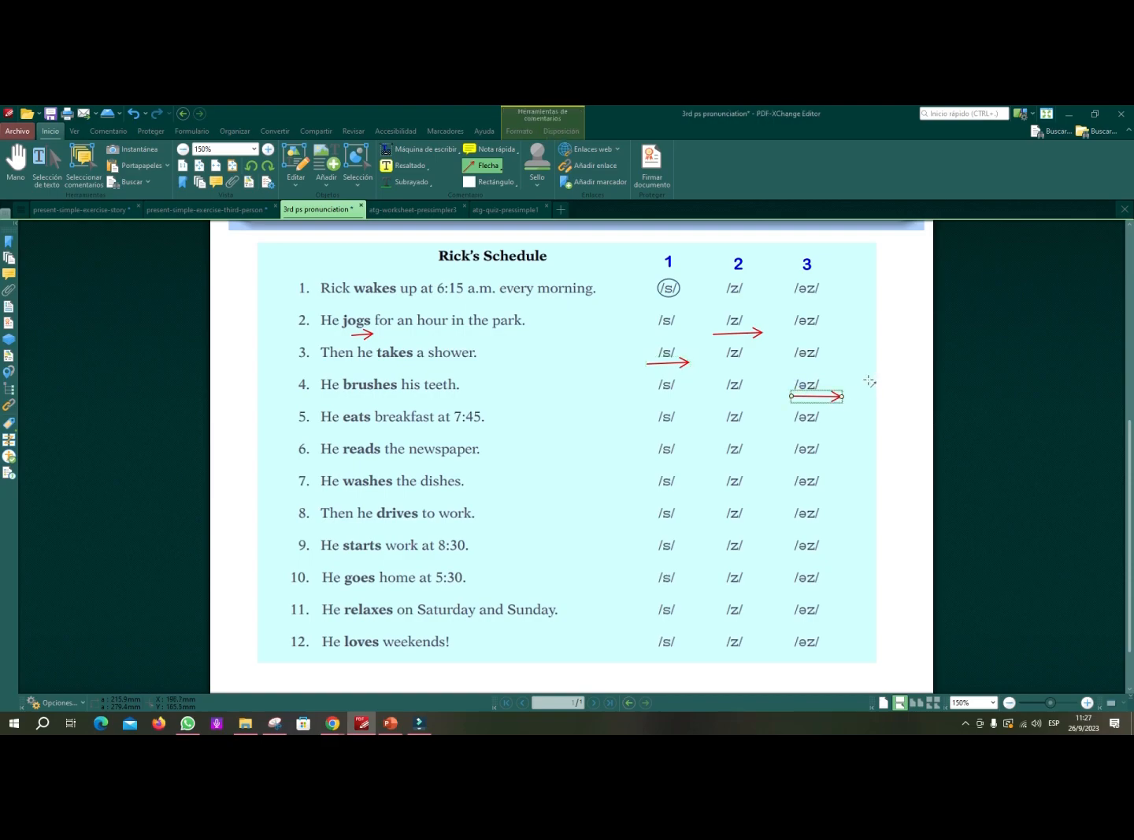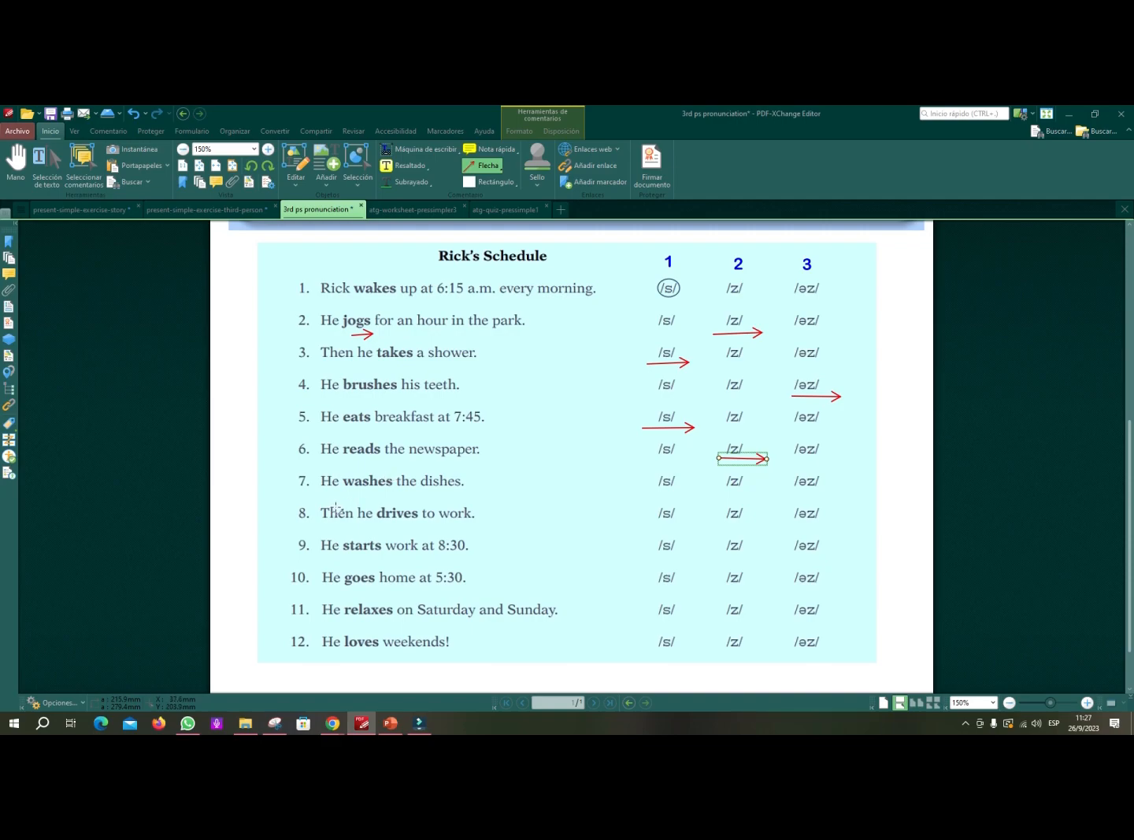Brushes, right? Number 5, he eats breakfast at 7:45. Eats. Look, that is the first pronunciation. Eats. Con S, right? 6, he reads the newspaper. Reads. So that will be the number 2. So he reads the newspaper.